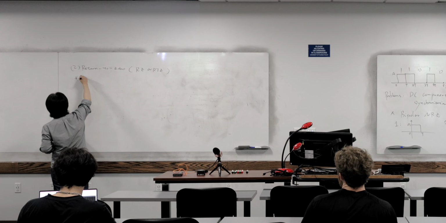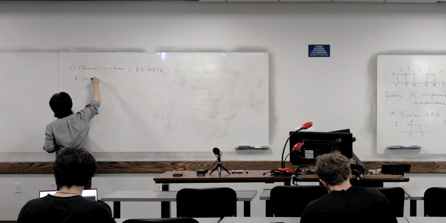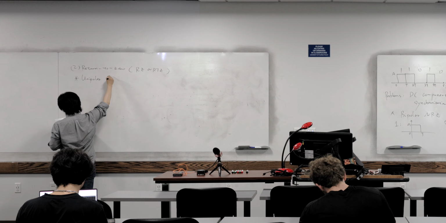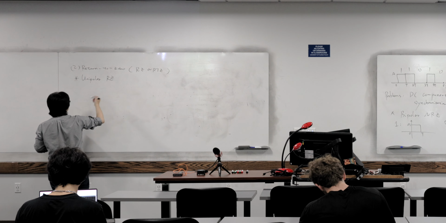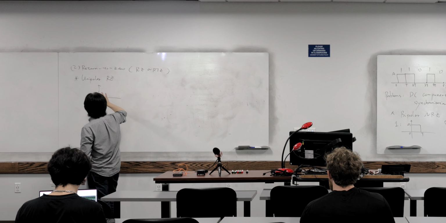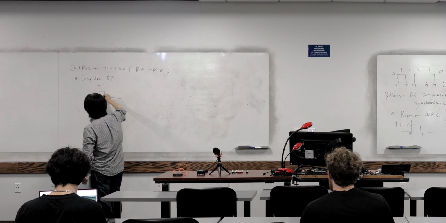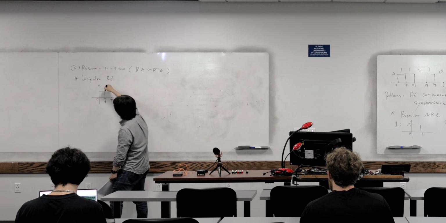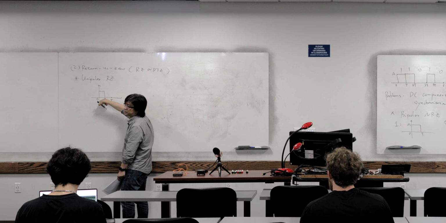The first one is, again, the unipolar RZ. Basically, it means as follows. For 1, this is what we transmit. We have 0 here, and then here's t-half, here's t. So it returns to 0 during 1 symbol period.